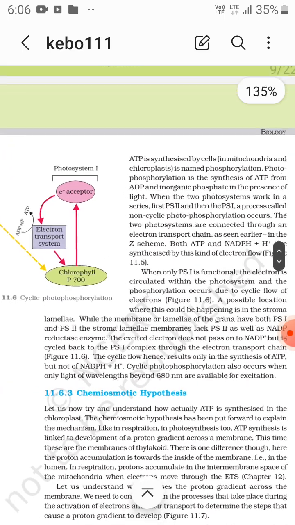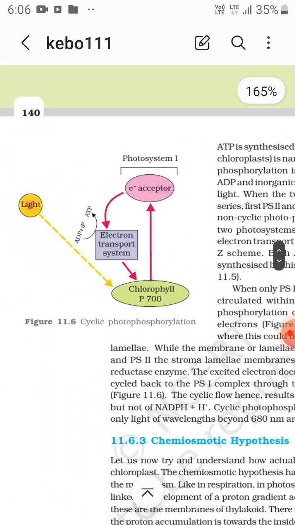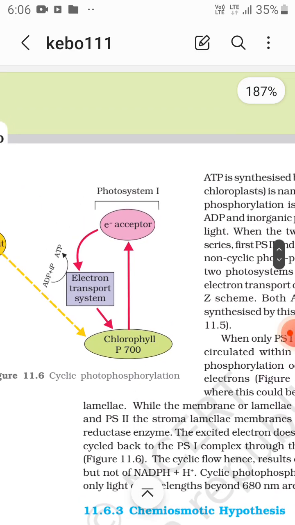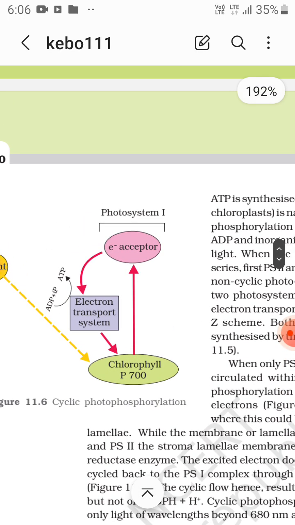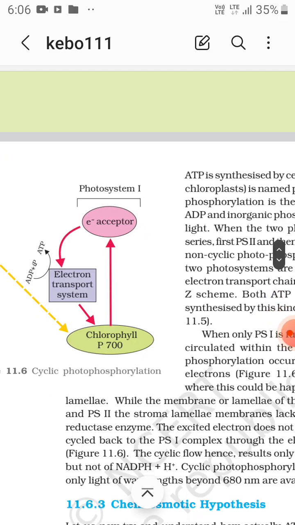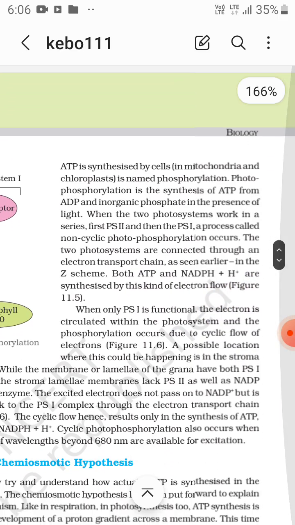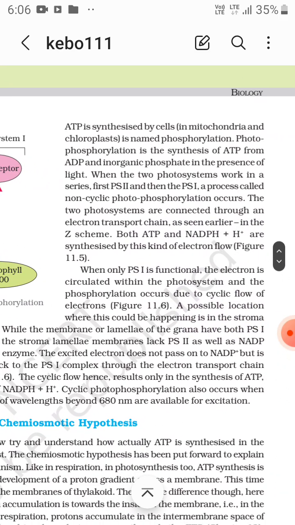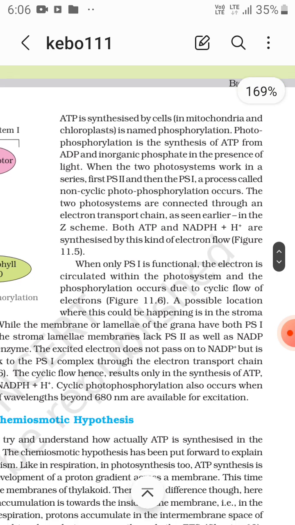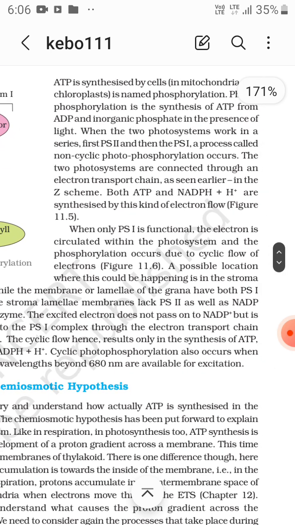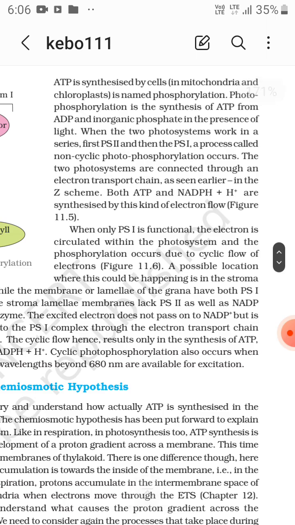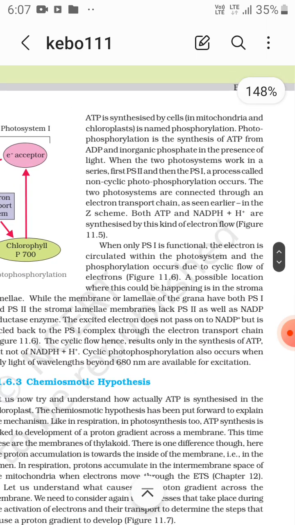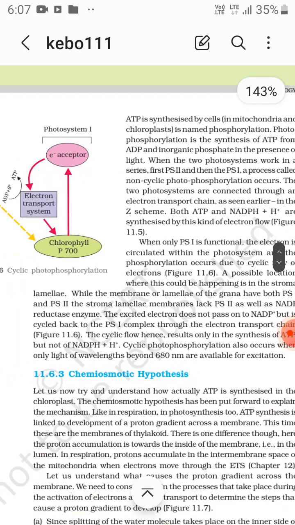Okay, so as you can see, in cyclic photophosphorylation, light falls on chlorophyll P700, then the acceptor, then photosystem 1, then the electron transport system, and it continues. Okay, so this is cyclic photophosphorylation. When only PS1 is functional, the electron is circulated within the photosystem, and the phosphorylation occurs due to the cyclic flow of electrons. A possible location where this could be happening is the stroma lamella.